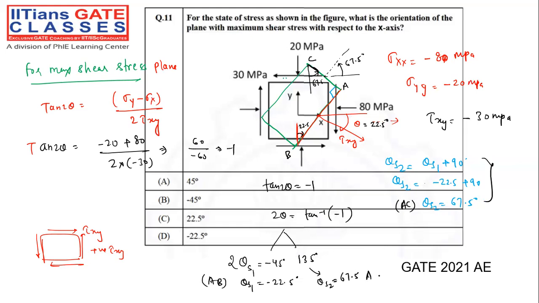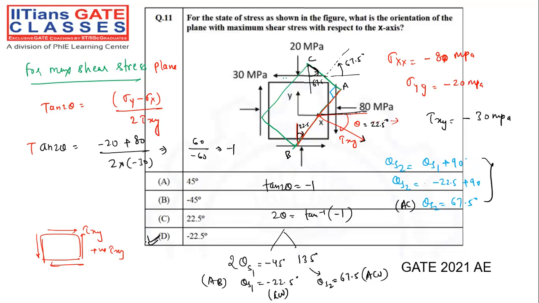Positive means anti-clockwise. Negative means clockwise. The plane should make an angle clockwise from the vertical, or the axis should make an angle what? Clockwise from the horizontal. In the course, you will understand each and everything. For the time being, I'm just telling you for the reference point of view, so that you can understand very quickly, right? So as you can see in the options, there is no 67.5 degree. So only D option will be correct, right?